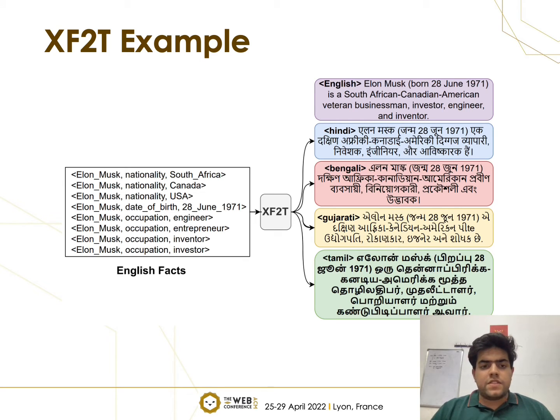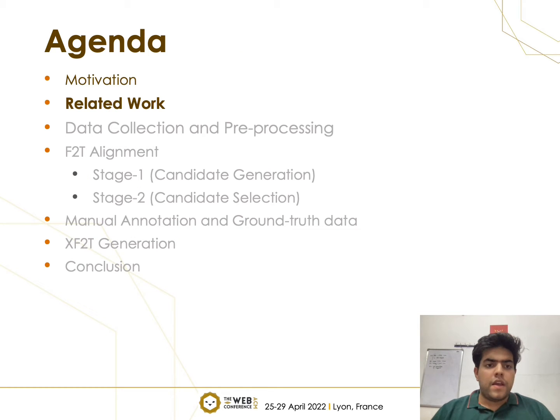On the left, there is a set of English facts which have been aligned with sentences from various languages on the right. English facts about an entity Elon Musk are aligned with the following sentences that come from different Indian languages. Next, we talk about related work.